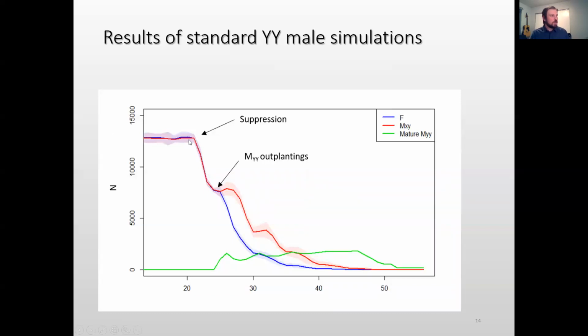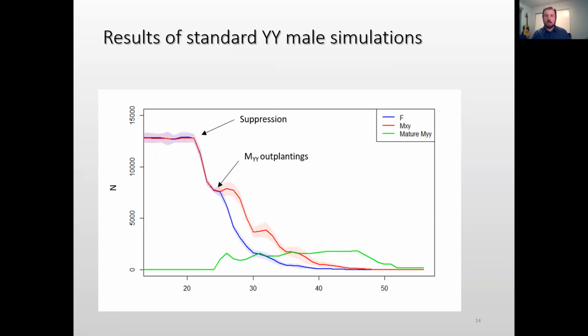And here you can see is where we start suppression, the population declines, and then we start outplanting YY males, and you get this differential in male versus females, and the sex ratio begins to be skewed. And eventually, after 25 to 30 years, the population goes extinct.